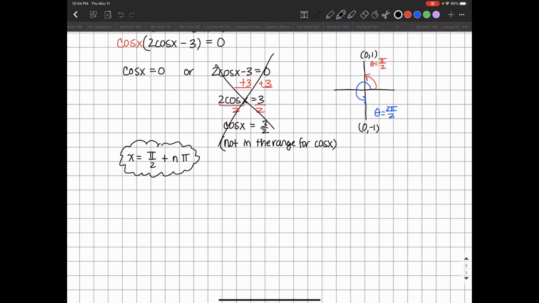Since those are pi away from each other, and if I keep adding pi, I'm going to have all of the possible answers.